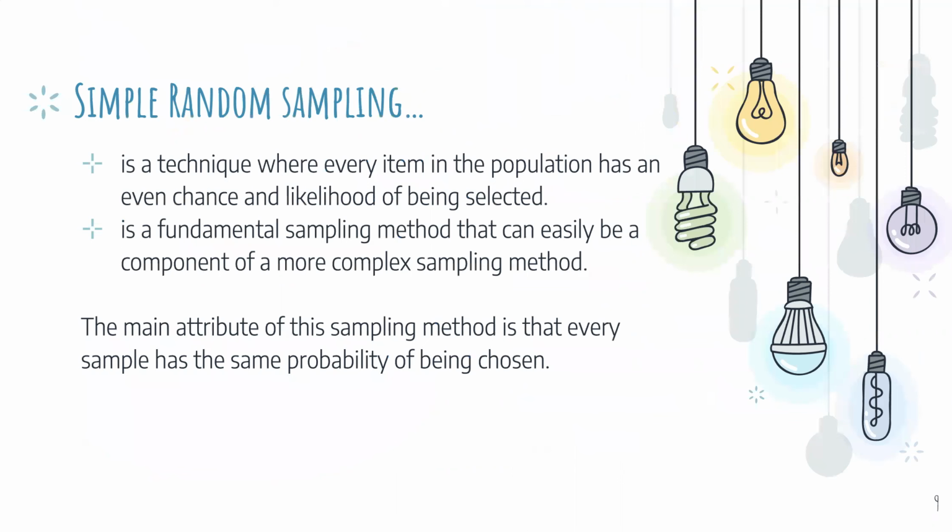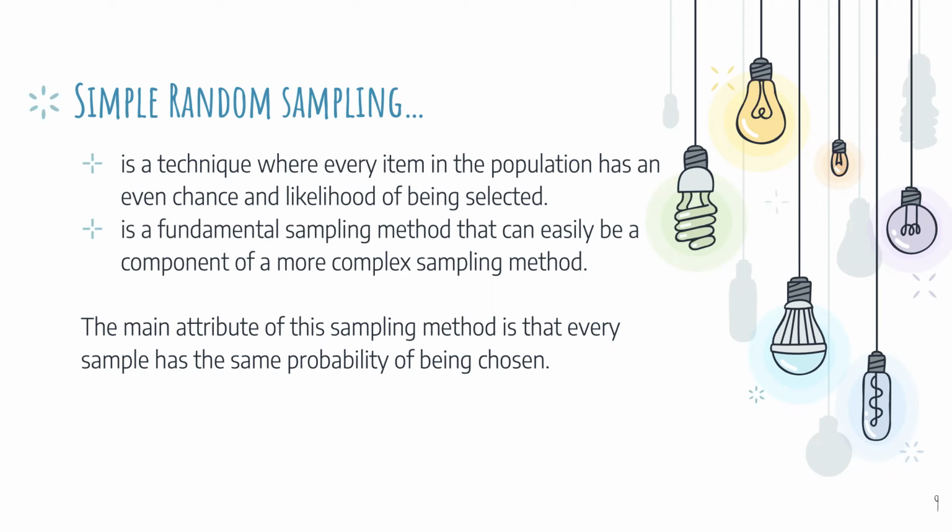So we start our discussion with what is simple random sampling. It's a technique where every item in the population has an even chance and likelihood of being selected. Think about having every single individual of a population in a bucket. You put them all in there, and without looking at it, you choose a subset of them. You are not having any preference on any of the individuals inside of that bucket because you're not seeing them. So then every single individual in that bucket has the same chance of being selected when you pick them out from the bucket.